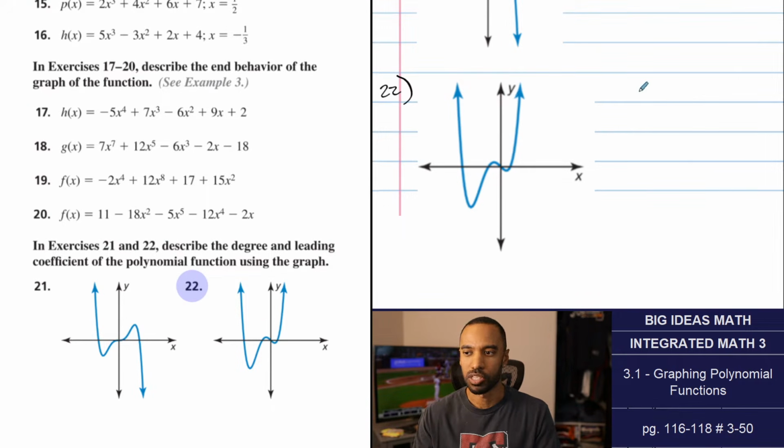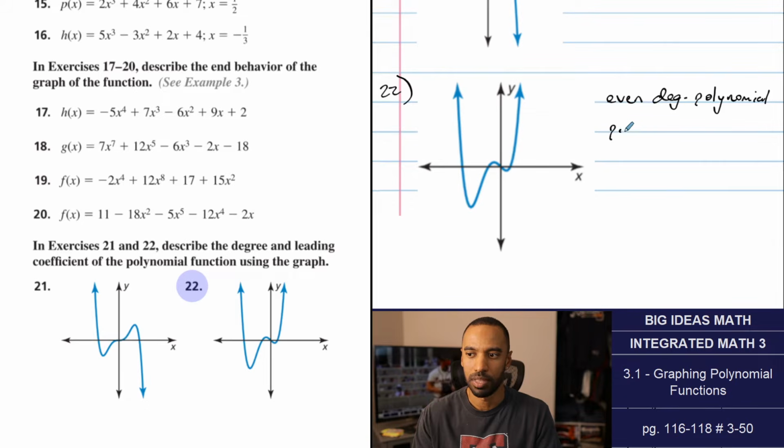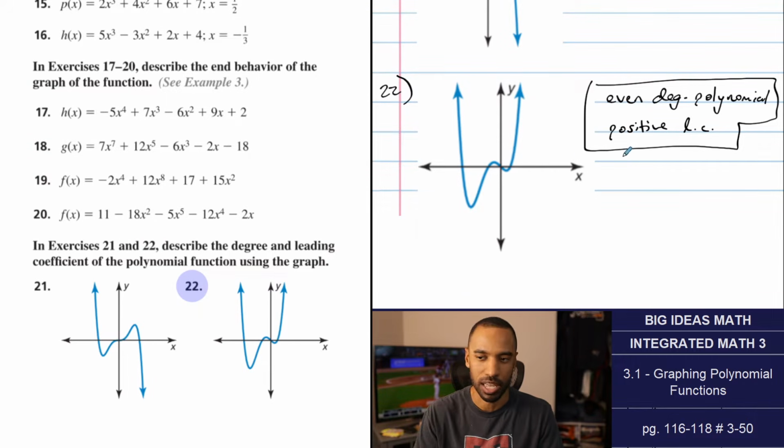It starts and finishes in the same direction. That'll make it an even degree polynomial. And the leading coefficient will be positive. The start is up, the finish is up, so it has a positive leading coefficient. So I think that's the extent of what is expected for us to state on 21 and 22.